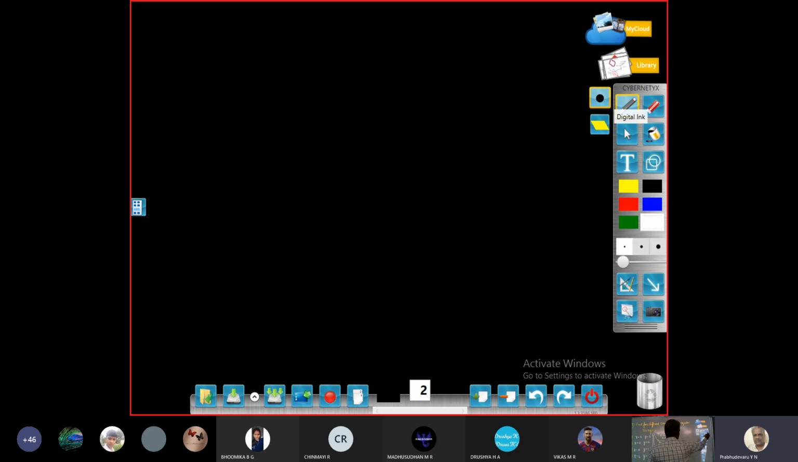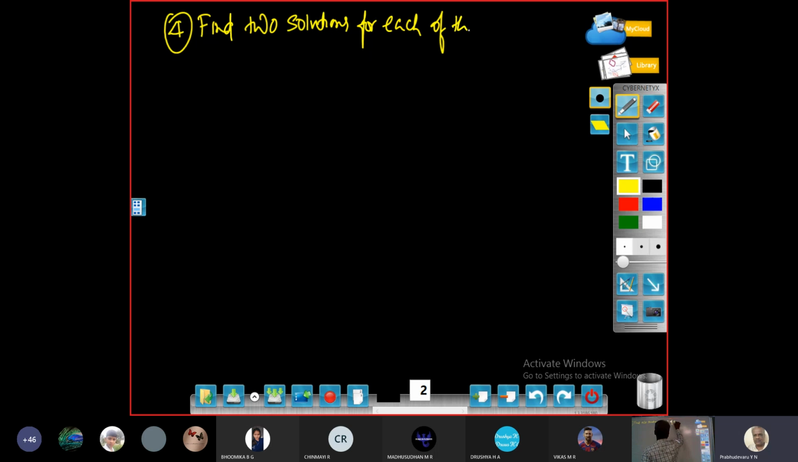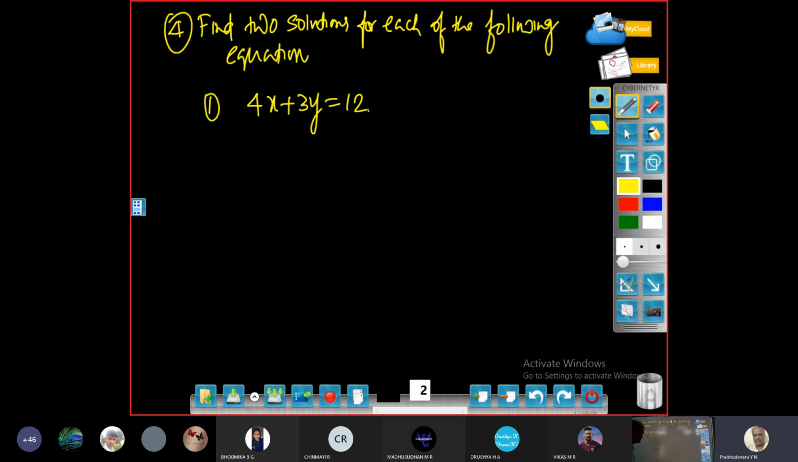So then we will see the 4th question now. 4th example. Find 2 solutions for each of the following equations. So I will do one question, then you try it yourself. First one, 4x plus 3y is equal to 12. This is the given question.